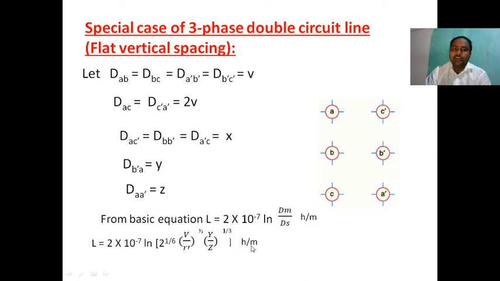per meter. So this is a special case of a three-phase double circuit line we are considering, with hexagonal spacing and also flat vertical spacing. The analysis is easy: once we consider the distances and put them into the basic formula, we get the answer very easily.